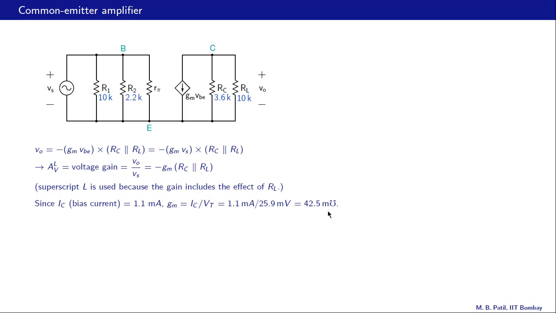And now all we have to do is to substitute that in this expression, and we'll get a number for the gain. So AVL is then minus 42.5 millimhos times 3.6 K in parallel with 10 K, and that turns out to be minus 112.5. There is a significance to this negative sign here, and what it says is that if this Vs is increasing, then Vo will decrease. So they are out of phase with each other.